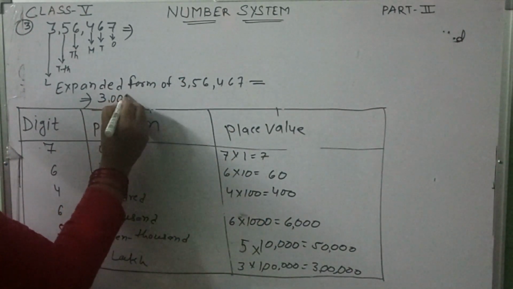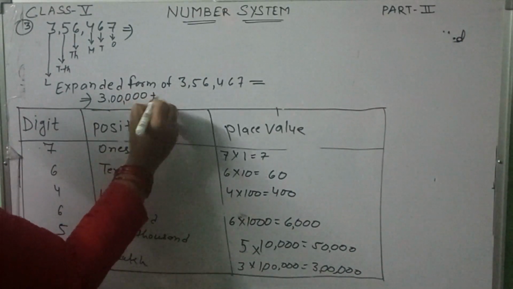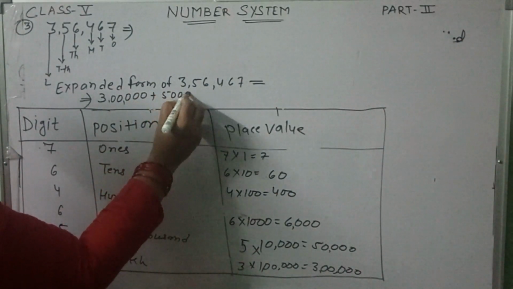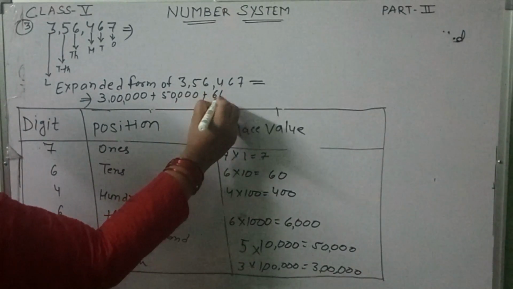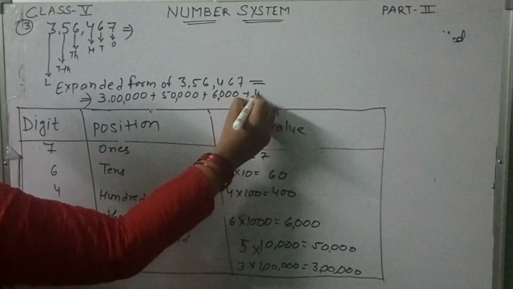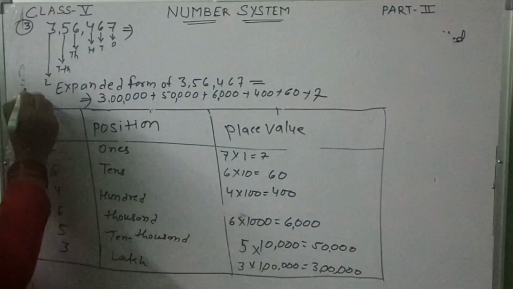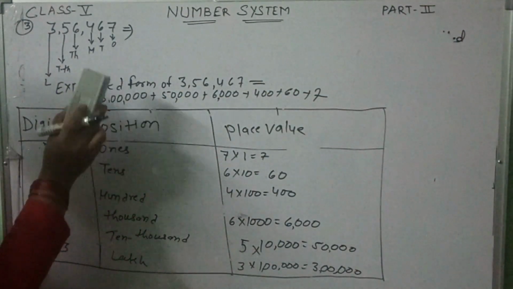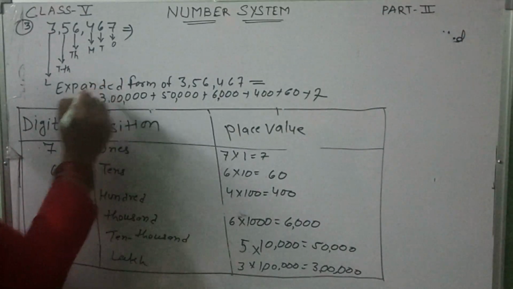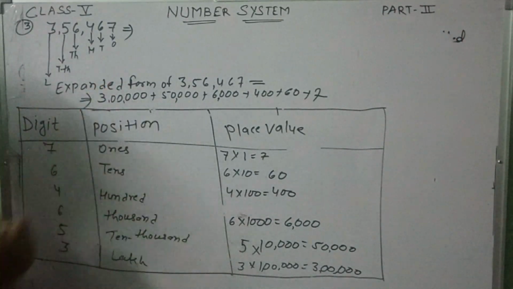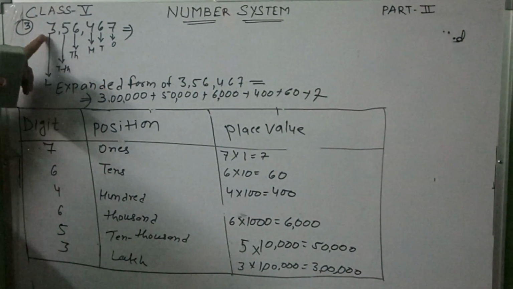3, 1, 2, 3, 4, 5. 5, 1, 2, 3, 4. Then 6, 1, 2, 3. Then 4, 1, 2 plus 6, 0 plus 7. That is the standard form. Expanded form. That is the expanded form of the given number.